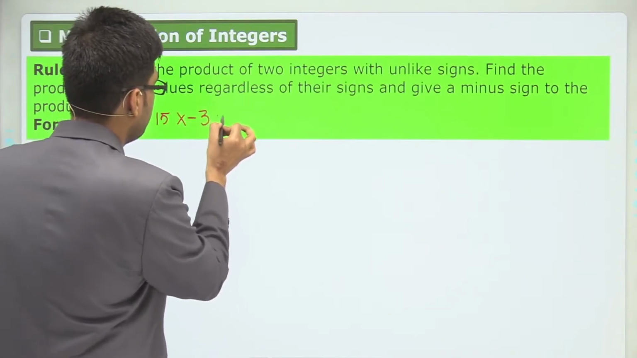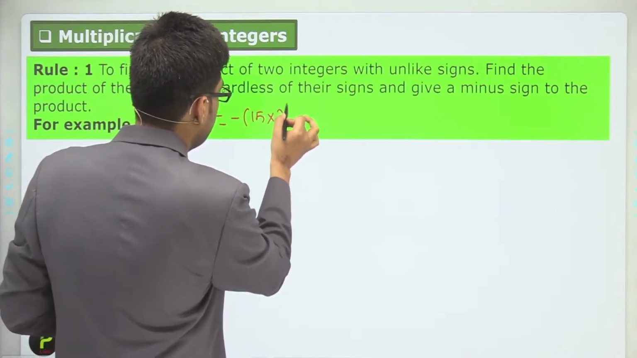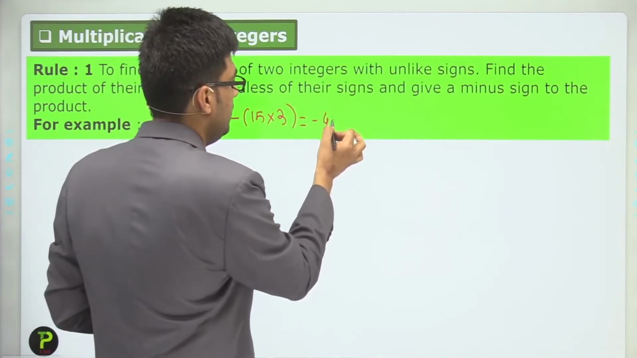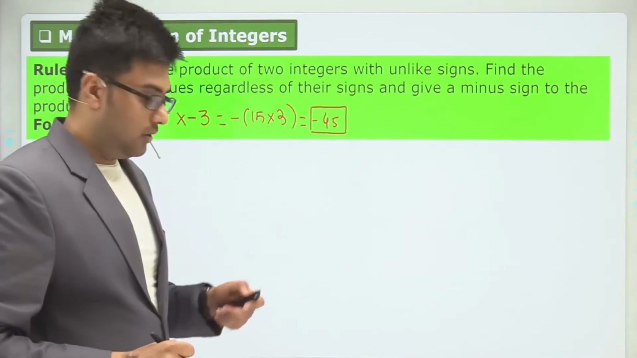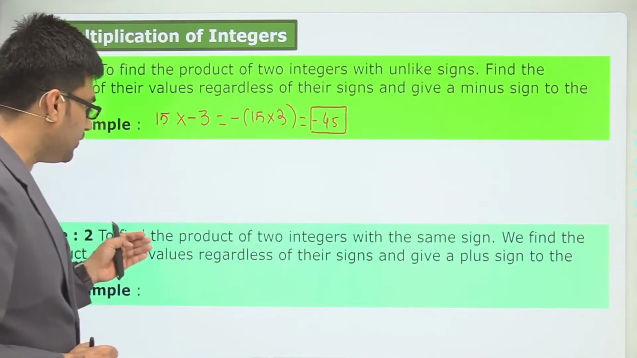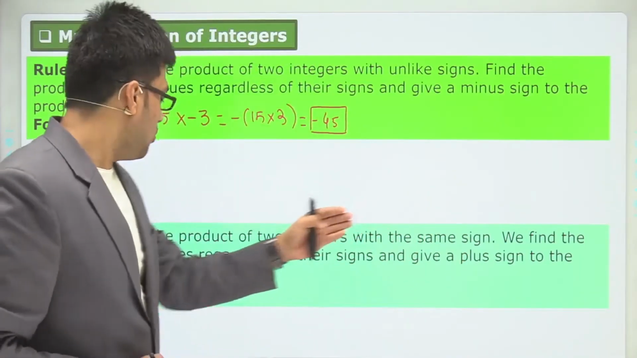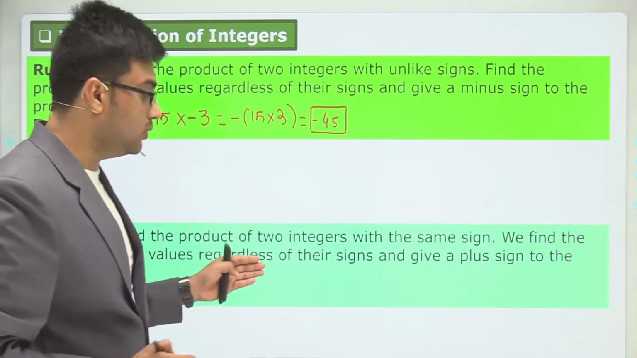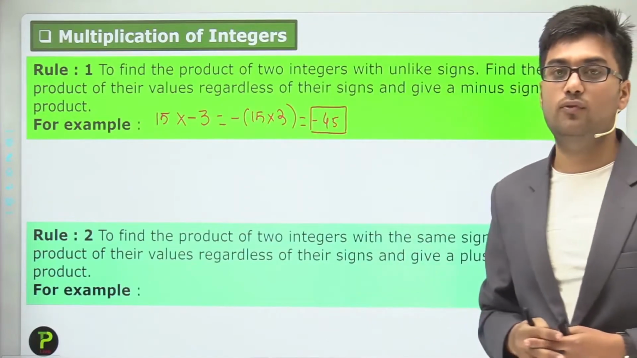For example, if we have to multiply 15 and minus 3, it is equal to the negative of 15 multiplied by 3, which is minus 45. Clear? Now let's discuss the second rule: to find the product of two integers with the same sign, find the product of their values regardless of their sign and put a positive sign for the product.